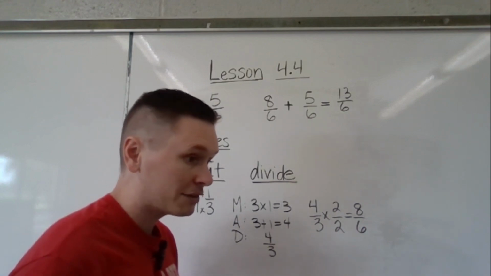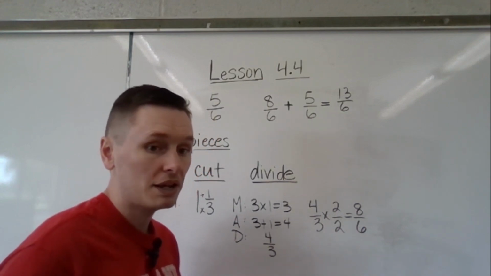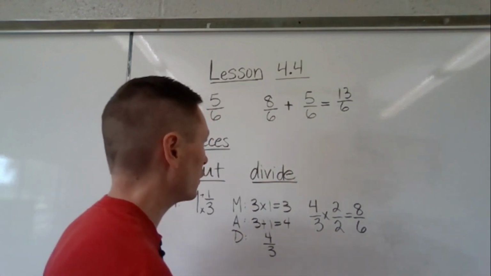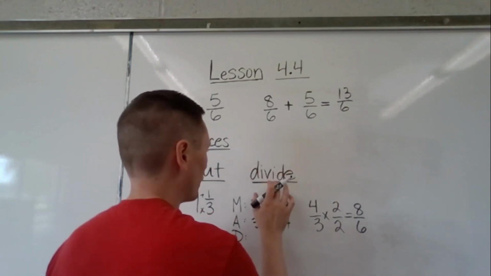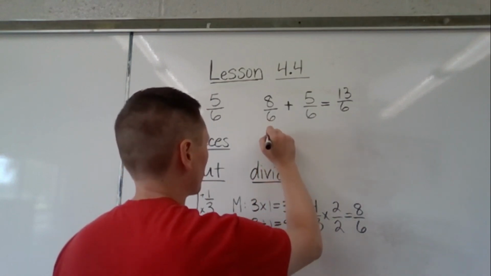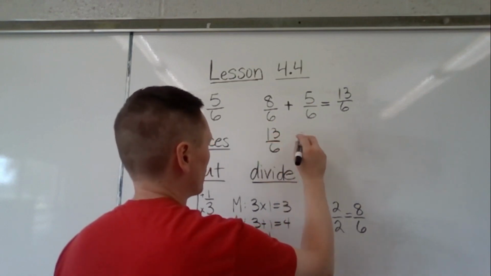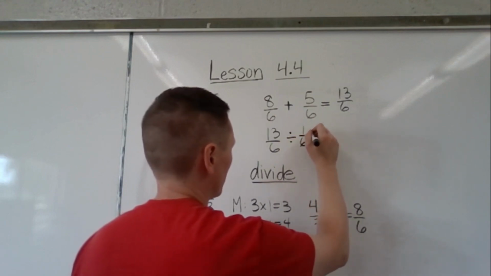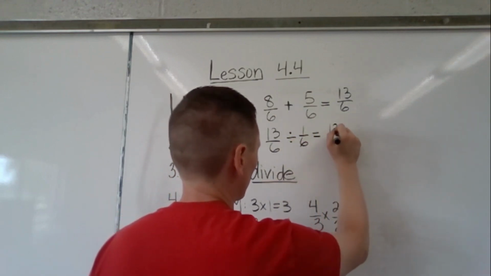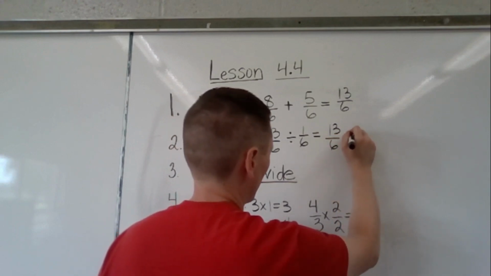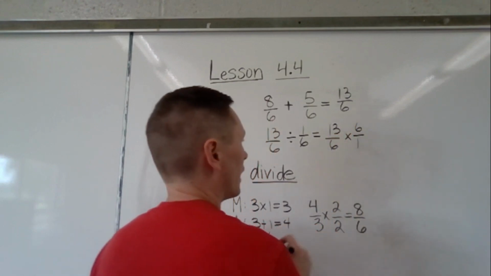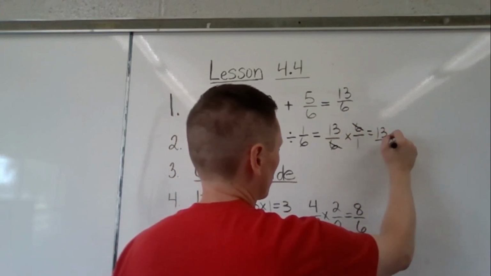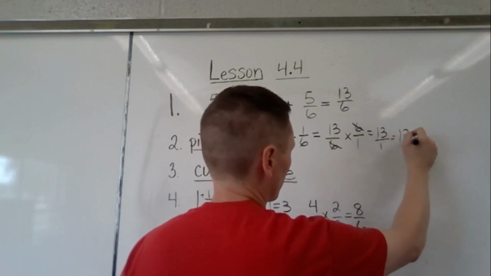But in order to cover the boxes without wasting any extra paper, we need to cut them into strips or pieces that are 1/6 yard long. So now is when our division comes into play. So we have 13 over 6, and we're going to divide by 1/6. And that's going to equal 13 over 6 times 6 over 1. And when I cross simplify, I'm left with 13 over 1, which equals 13.